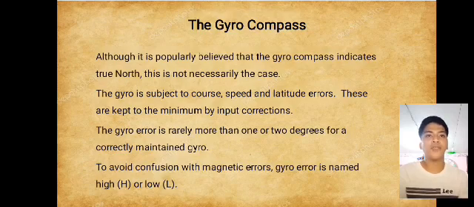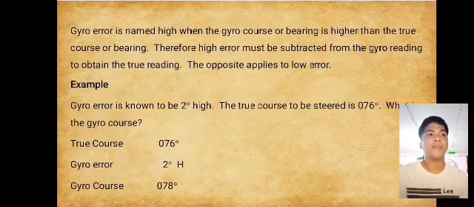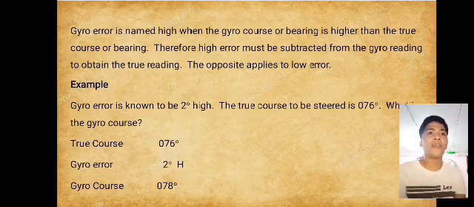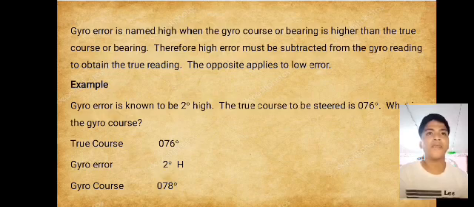To avoid confusion with magnetic errors, gyro error is named high or H, or low or L. Gyro error is named high when the gyro course or bearing is higher than the true course or bearing. Therefore, high error must be subtracted from the gyro reading to obtain the true reading. The opposite applies to low error.